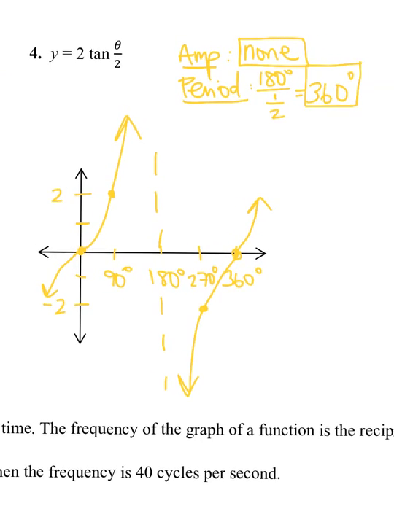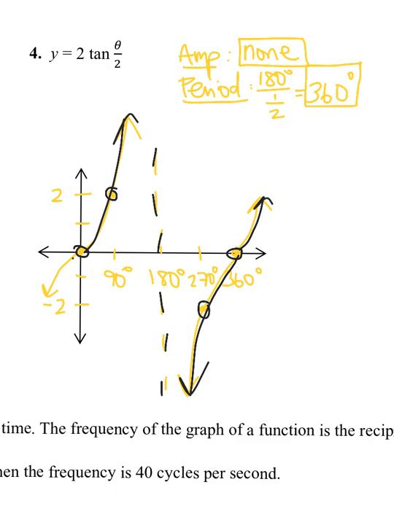All right, and number 4, for the amplitude, should be none because it's tangent. The period I got was 360 degrees. And here on my graph at 0, I am at 0. At 90 degrees, I'm at 2. Asymptote at 180 degrees. 270, I'm at -2. And at 360, I'm back at 0. So that is one period. But again, remember, draw those extra arrows just to show that the graph does keep on going.